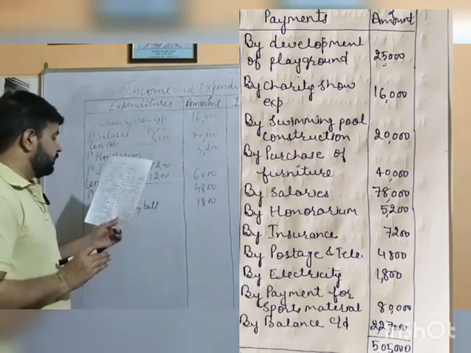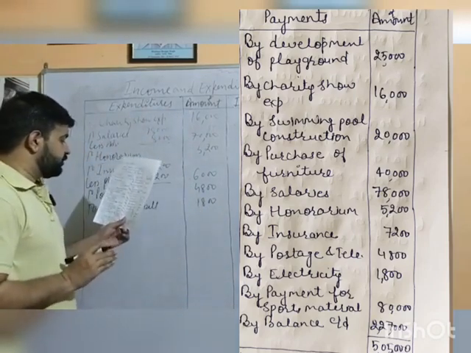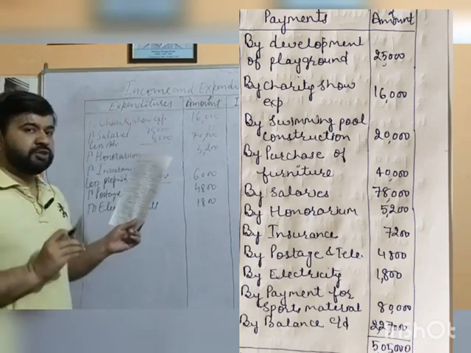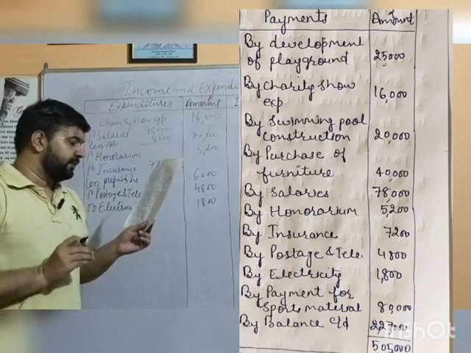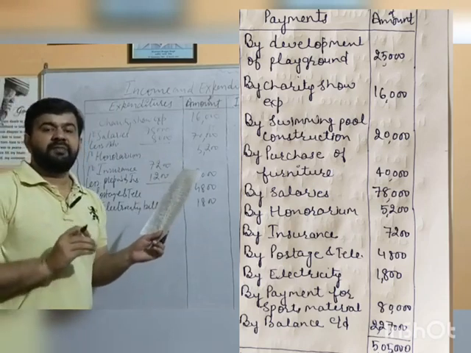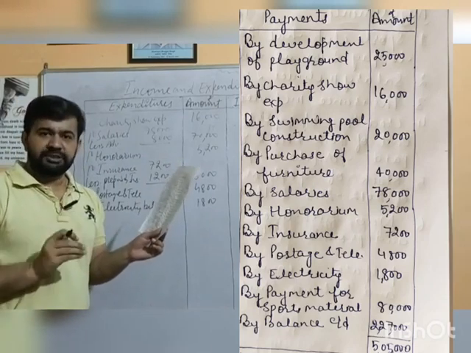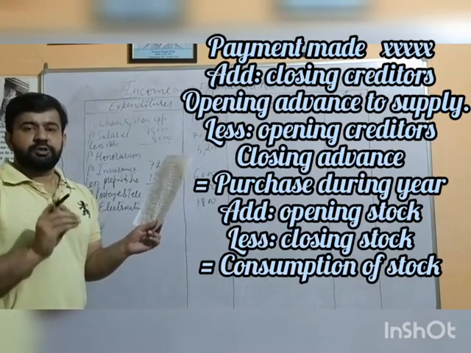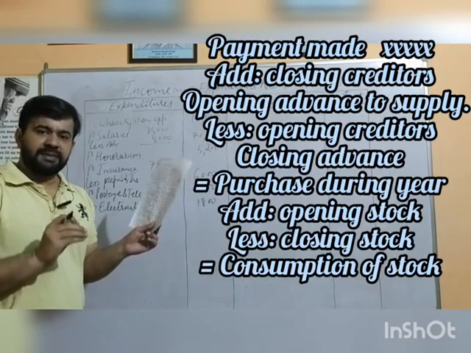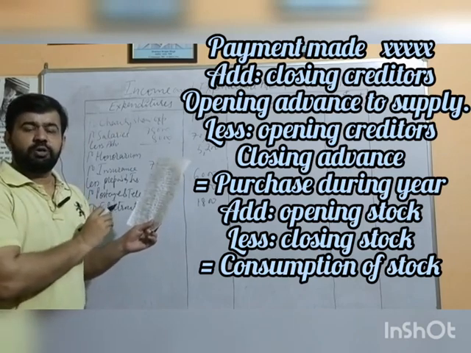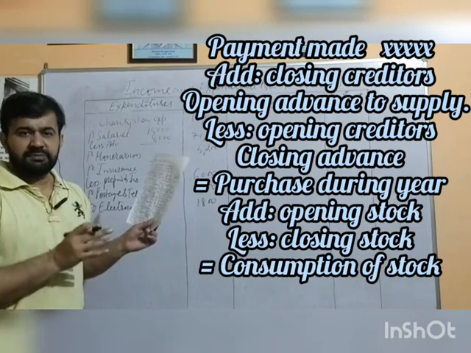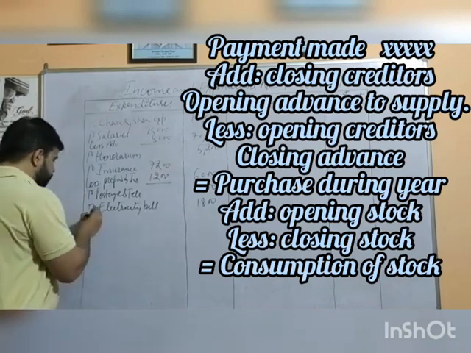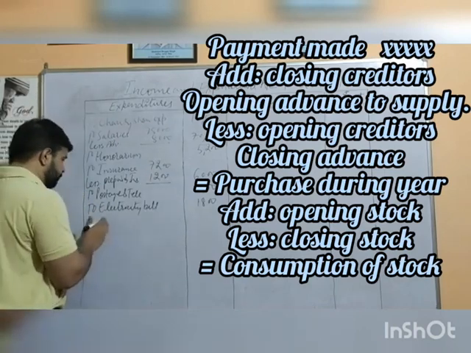Finally, we are here at the most important adjustment in this question after subscription, that is calculation of consumption of sports material during the year. If we are provided with the payment, very first we have to convert this payment into the purchase during the year. Then we are to convert that purchase into consumption of such stock. If we are provided with the purchase, simply we will add opening stock and less closing stock, we will come out with our consumption. But here we need to make a more lengthy process, more adjustments are needed. So very first I am writing here what are the adjustments to be given effect.